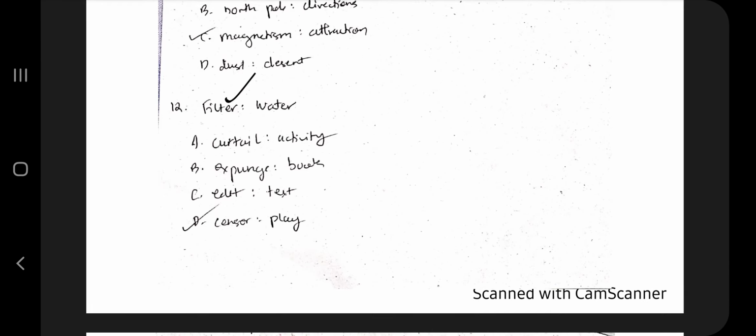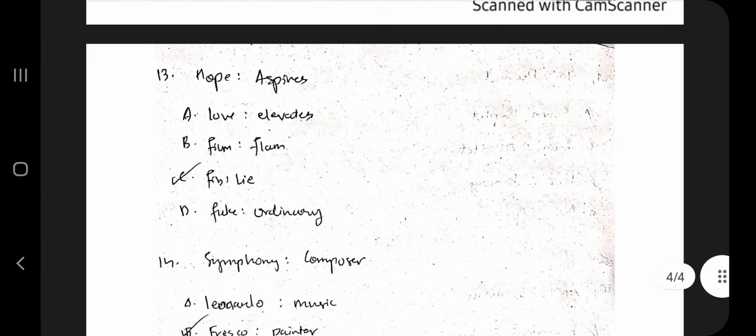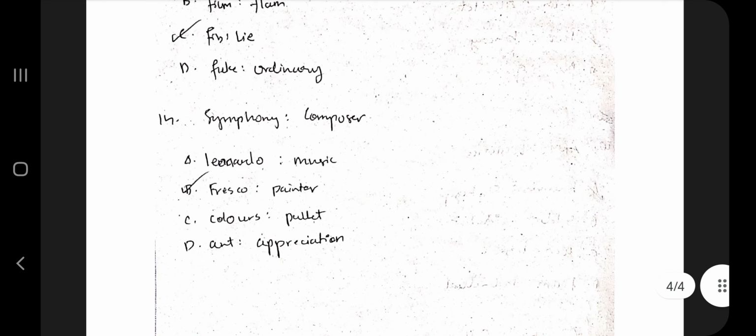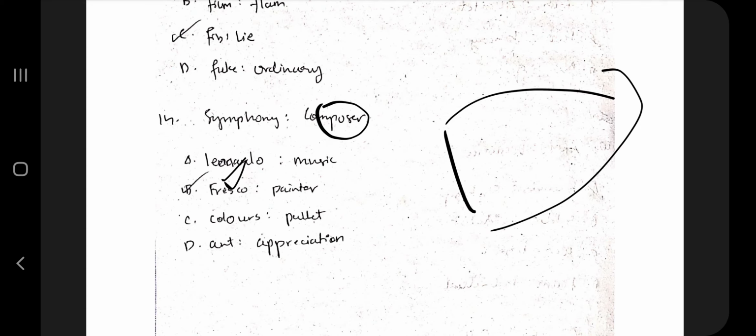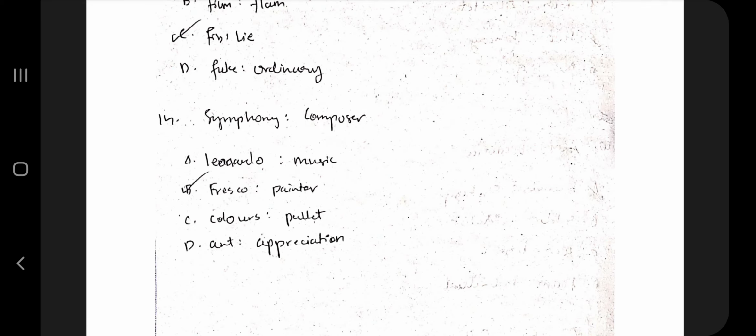And filter is to water, so a filter filters the water. Censors the play. And hope aspires, so fib lie. Symphony is to composer, who composes the symphony? The composer. And a fresco is nothing but a water paint, so who does the water paint? The painter. Okay, so this was a pretty simple one.